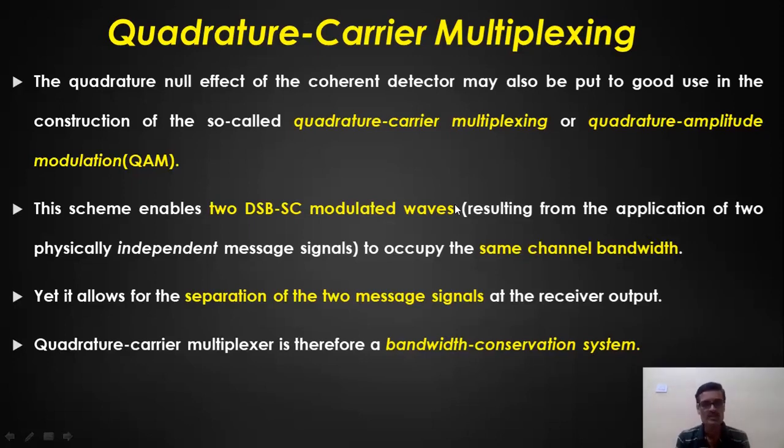And the advantage of this quadrature carrier multiplexing is, as I told, multiplexing means transmission of multiple signals through a common channel. Now, in this case, we are transmitting two message signals by DSB-SC signal, and both signals actually occupy the same channel bandwidth. This is the advantage of quadrature carrier multiplexing. And on the receiver side, it is possible to separate the two independent message signals. So you can call this method, quadrature carrier multiplexing or quadrature amplitude modulation, a bandwidth conservation system, because both are transmitted using the same bandwidth and separation is possible. That is the beauty of this particular method.